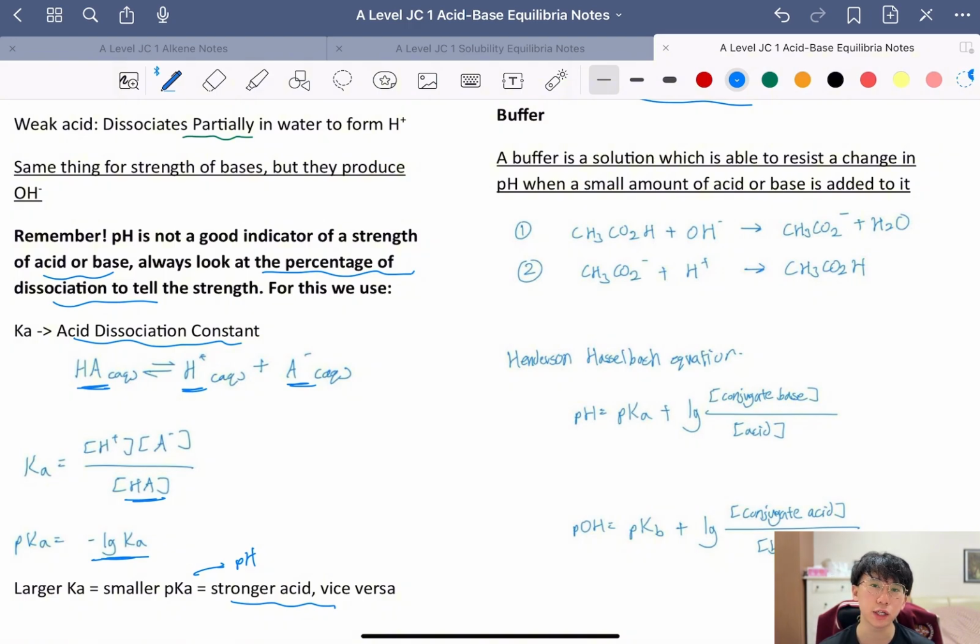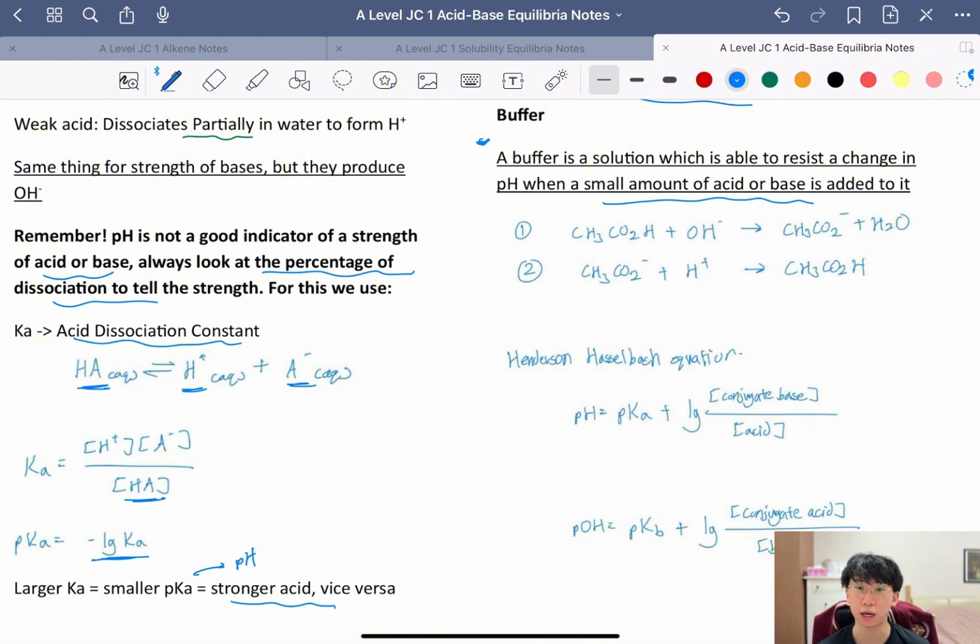Alright, down to the next concept, buffers. So buffers, you need to understand and memorize this definition. A buffer is a solution which is able to resist a change in pH when a small amount of acid or base is added to it. Think of it like your contact lens solutions. Your contact lens solutions have buffers in case there's a small amount of acid or base that is added.